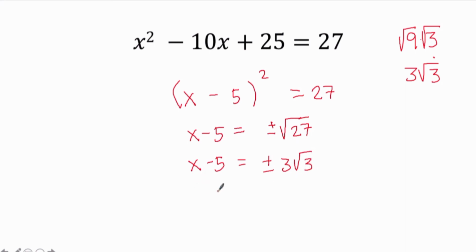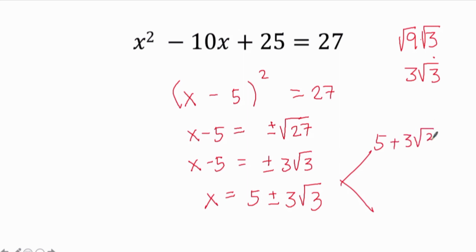And then solving for x now, we add 5 to both sides of the equality to get 5 plus or minus 3 square root of 3. So this is now our solution. There are two roots. One is 5 plus 3 square root of 3, and the other one is 5 minus 3 square root of 3.